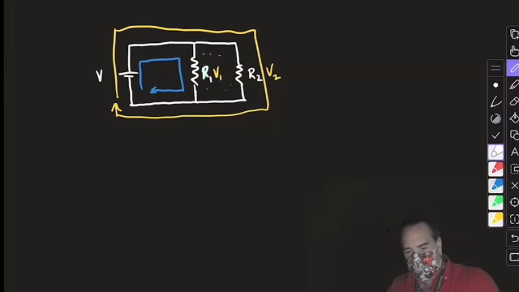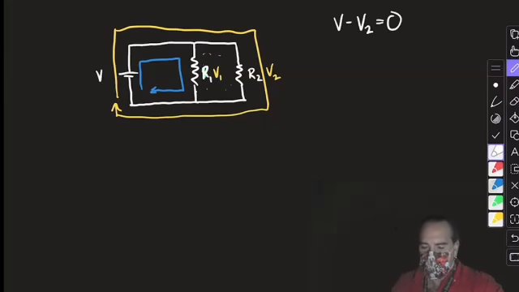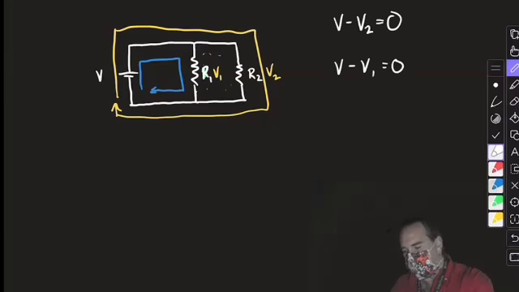If we assume the battery has voltage V, then I'm going to have V minus V2 equals 0. That's the yellow one. And for the blue one, I'm going to have V minus V1 equals 0. Again, the sum of the voltage drops has to equal 0. Now, ultimately, I could stop right there. This tells me that V and V2 are equal and V and V1 are equal.